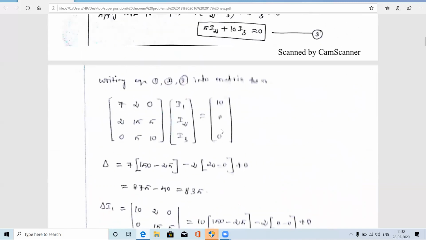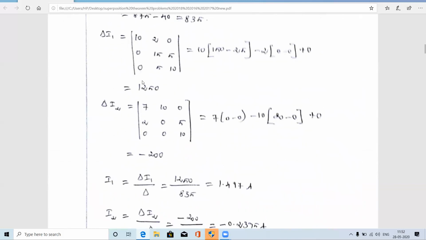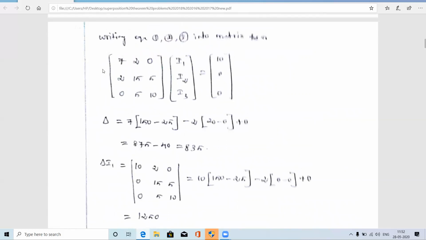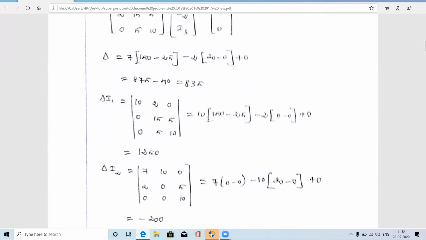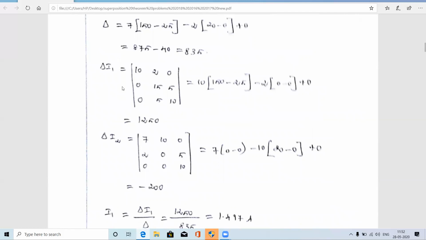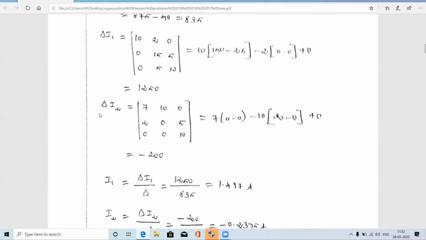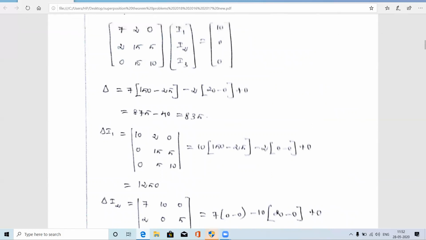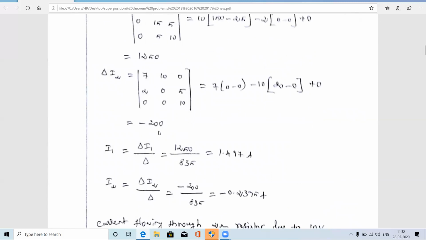Then we have to find the value of del I1 and del I2. So what is del I1? The del I1 is nothing but, in the 3 by 3 matrix, you just replace the first column by the constant values 10, 0, 0. If you substitute that and find the determinant value, it is 1250. Similarly, we have to find the value of del I2. In the 3 by 3 matrix, you just replace the second column with the constant values. So we find the answer: it is minus 200.